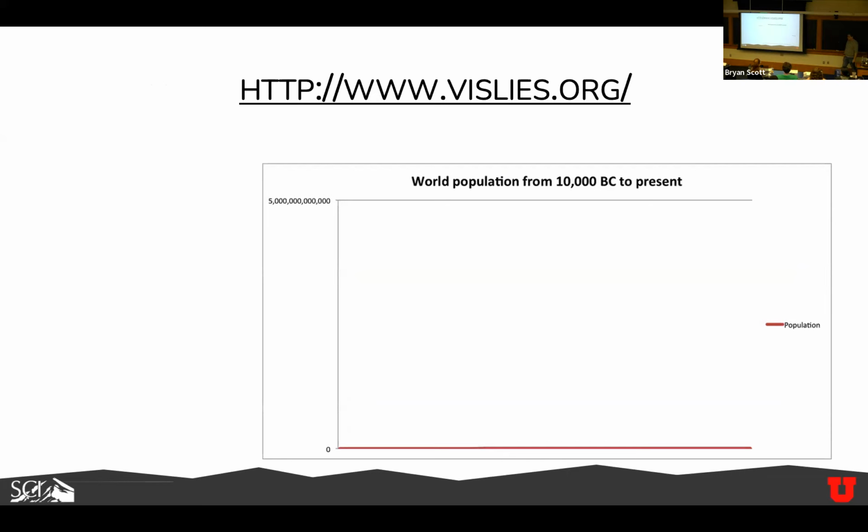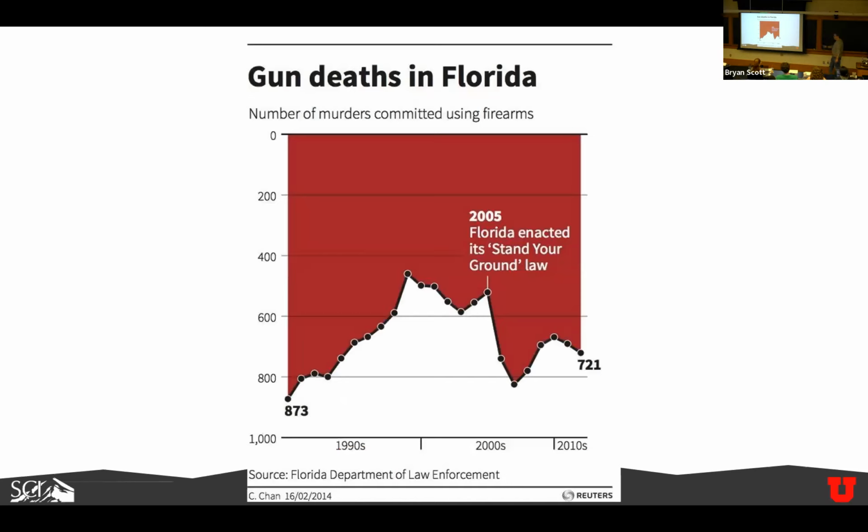Okay, world population. From the beginning of time till now, basically zero. Anyone seen this one before? Yes. Okay, if you've seen it, don't answer. What's wrong with this chart? Since Florida enacted the stand your ground law, this is the number of gun deaths in Florida. What's wrong with that? What does it look like?